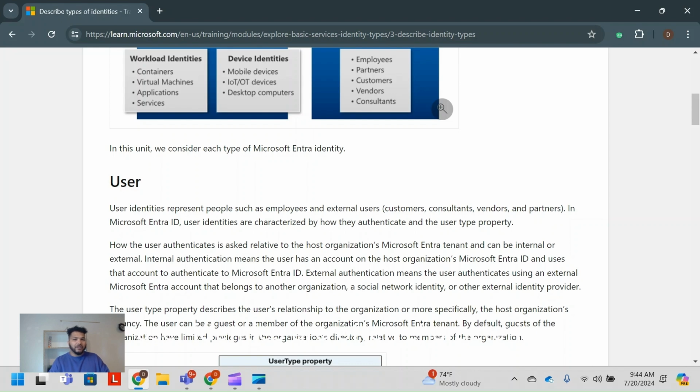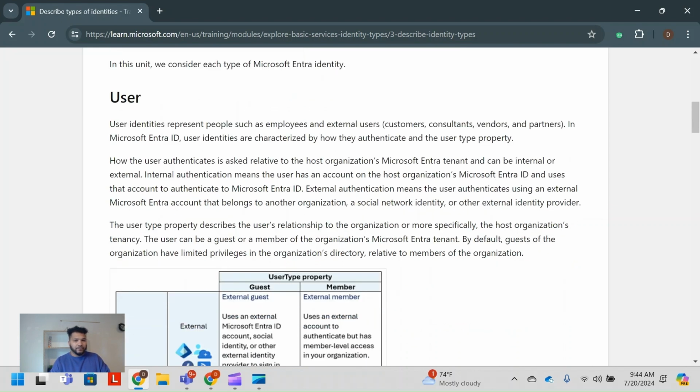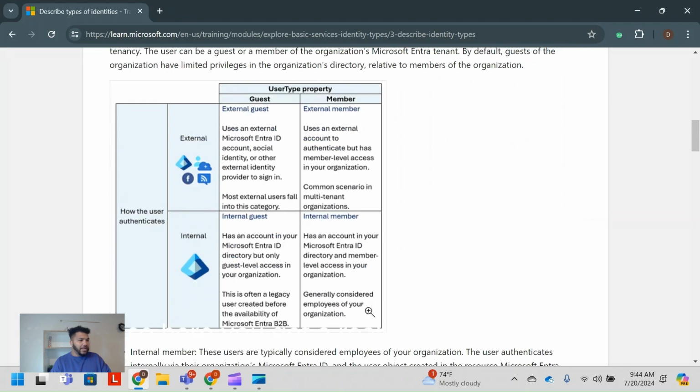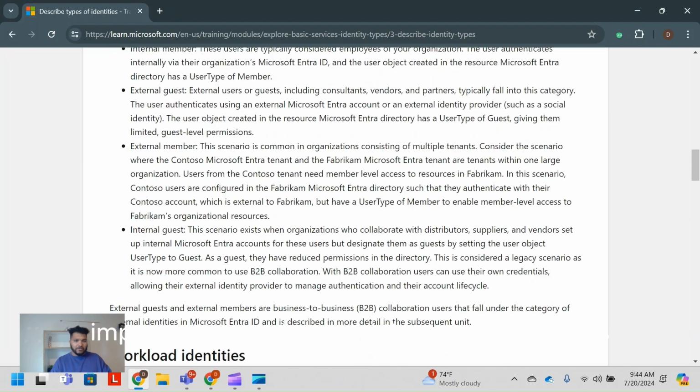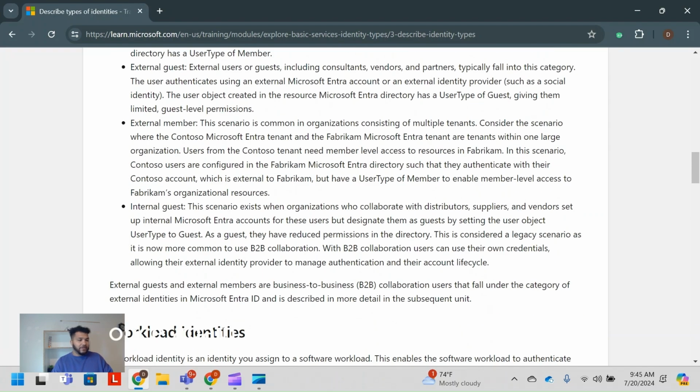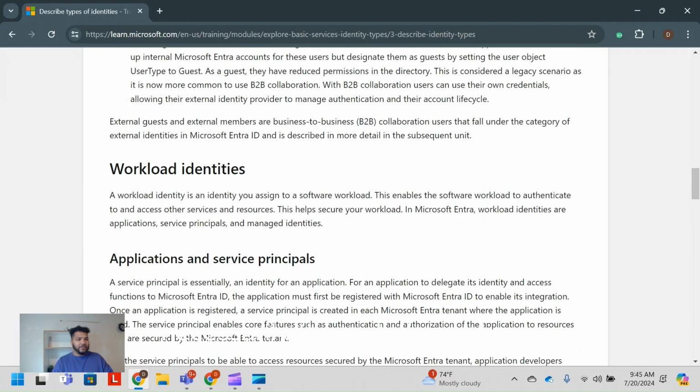User identities are often characterized by how they authenticate, the user type property. So here you get a really good diagram of how the user authenticates. I would definitely understand these diagrams. You have external or internal users. You have external guest or external member. Then you have internal guest or internal member. It's important to understand the differences. Once again, I'm going to go through the diagrams, not necessarily through the verbiage.